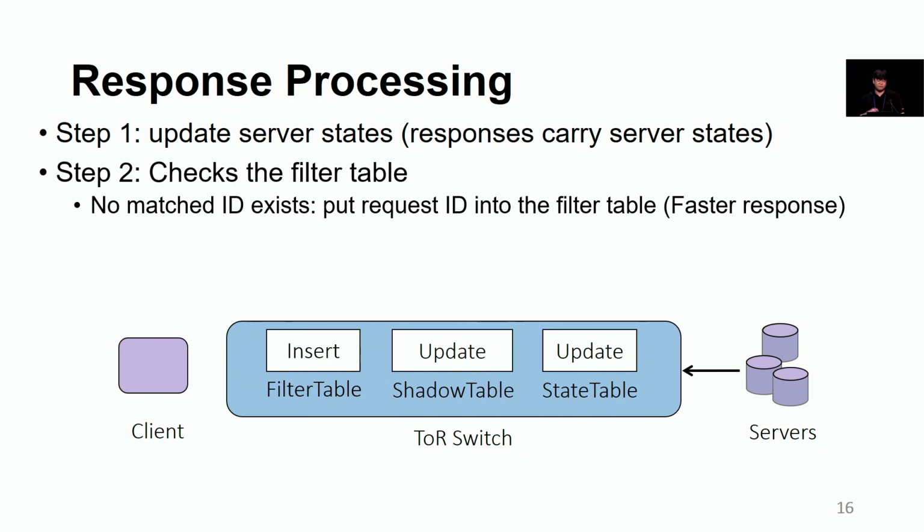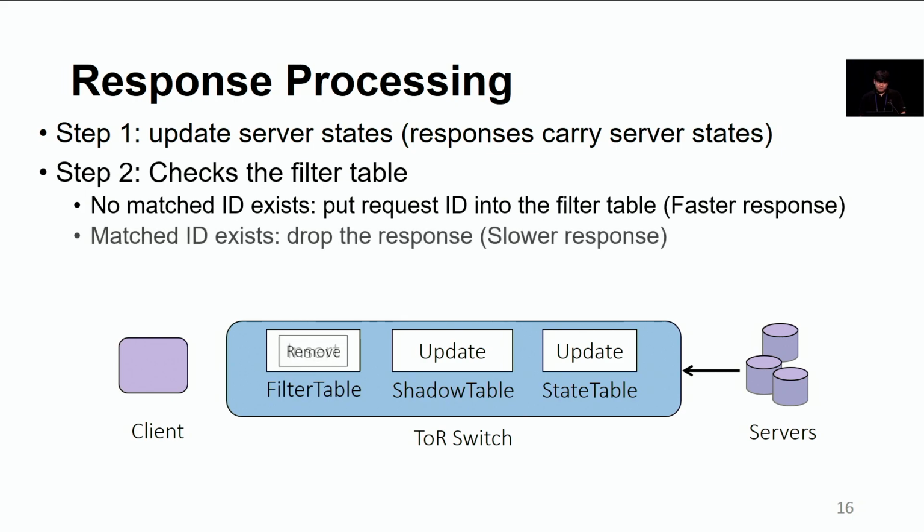The filter table is to identify whether the arriving response is a faster response or a slower response. If there is no matched ID, it means that the arriving response is the faster response of the request. So the switch puts the request ID into the filter table and forwards the response to the client. However, if there is a matched ID, then the switch simply drops the response because the faster response of the request has already visited the switch.